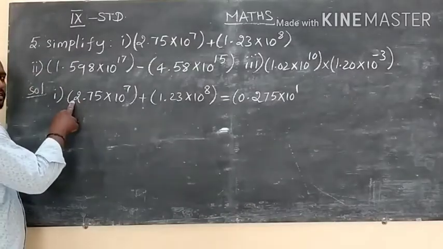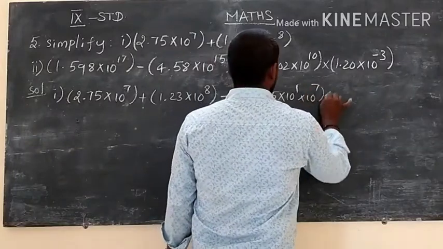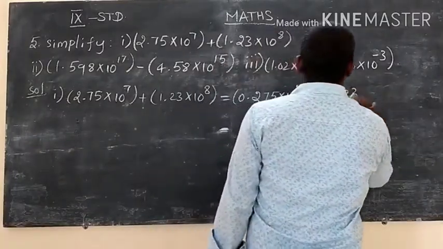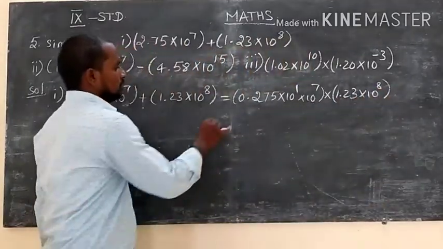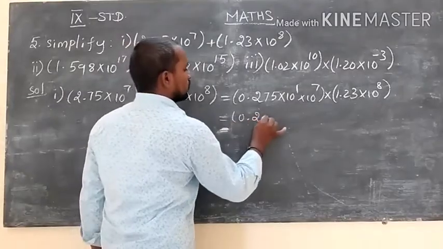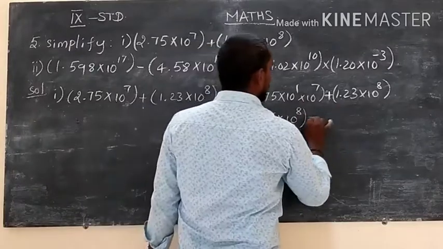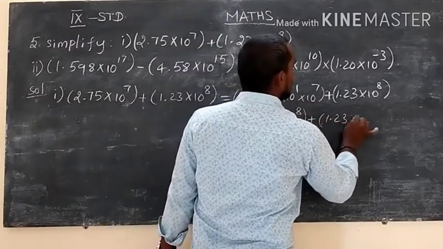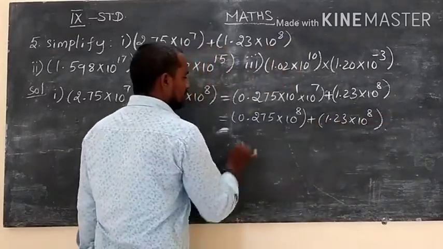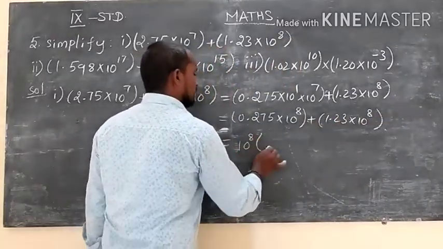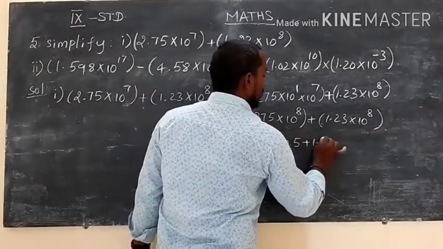So making the first term 2.75 × 10^7 plus 1.23 × 10^8 is equal to 0.275 × 10^(1+7), that is 10^8, plus 1.23 × 10^8. Now we get like powers, 10^8 and 10^8. So 10^8 is common, taken outside, we get (0.275 + 1.23).